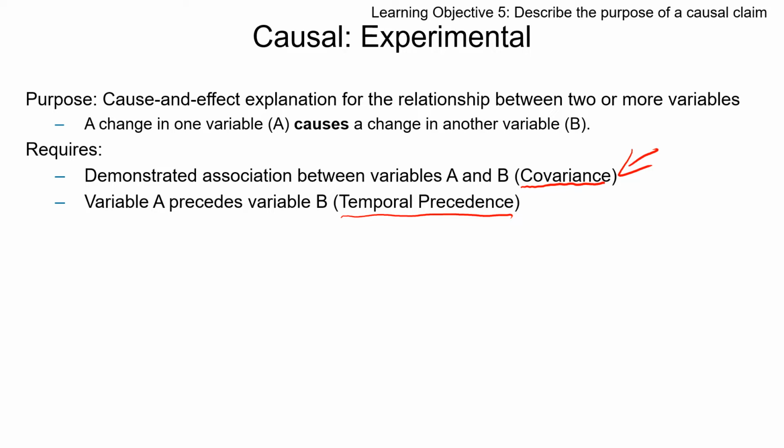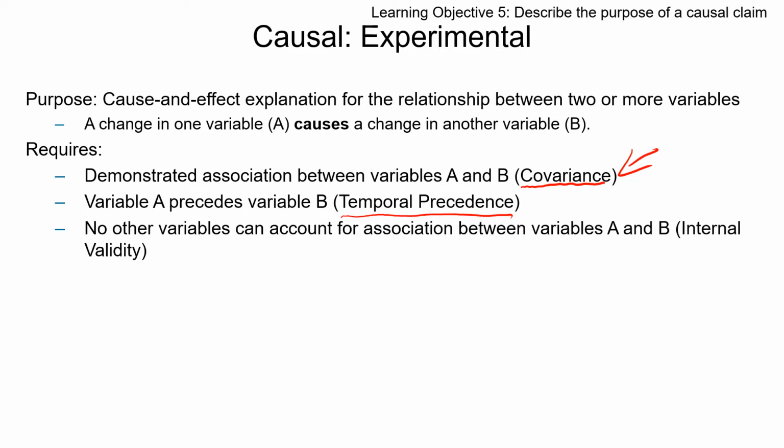So covariance has been identified. Temporal precedence has been identified, because playing the video game preceded the aggression. And then the final one is that no other variables can account for the association. This is internal validity. We'll talk about internal validity later on in these slides, but this is the important one. This is the one that correlational analyses lack.